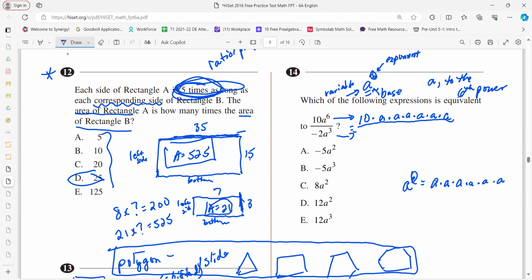What would I write on the bottom here? It's negative 2 times a times a times a. Is that what you meant? Yeah. Great. a times a times a.